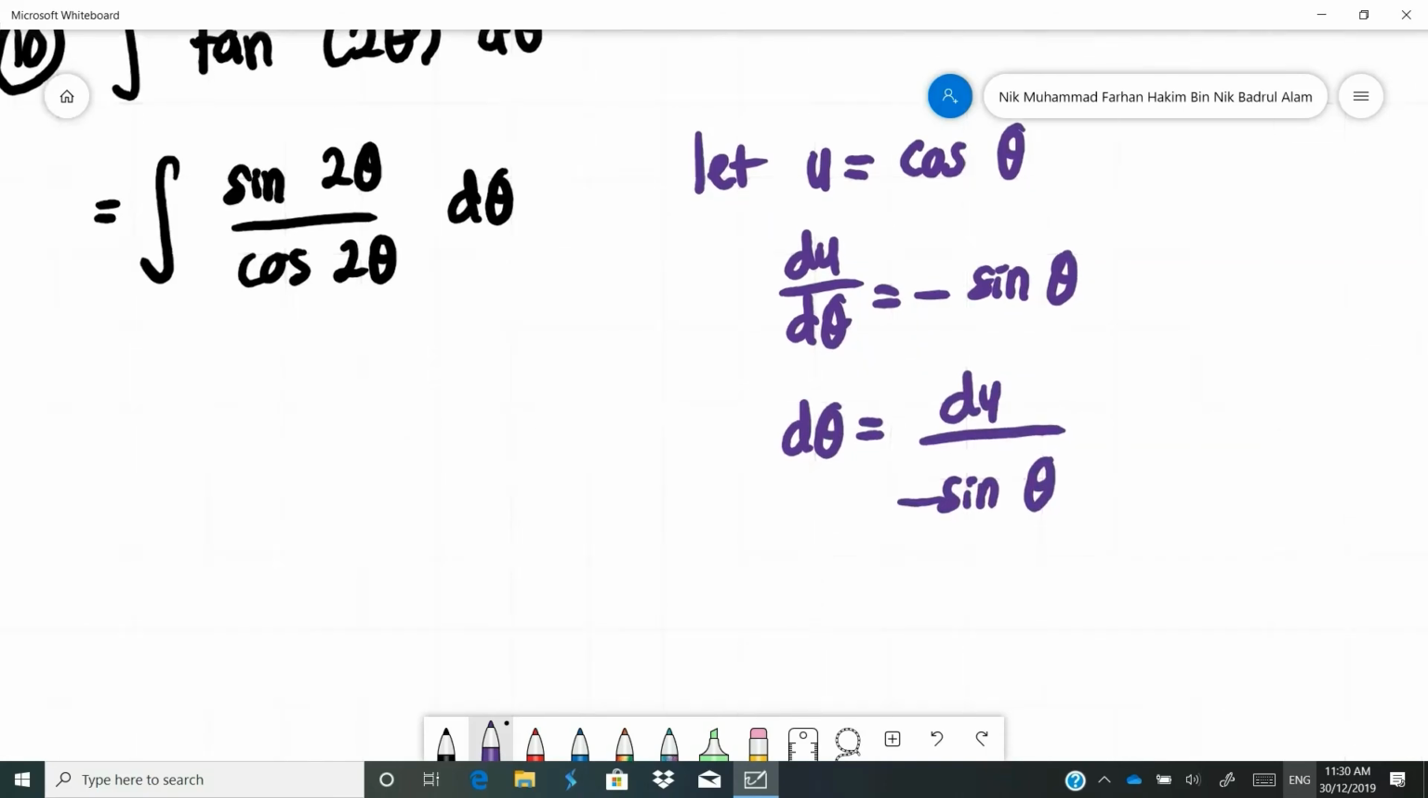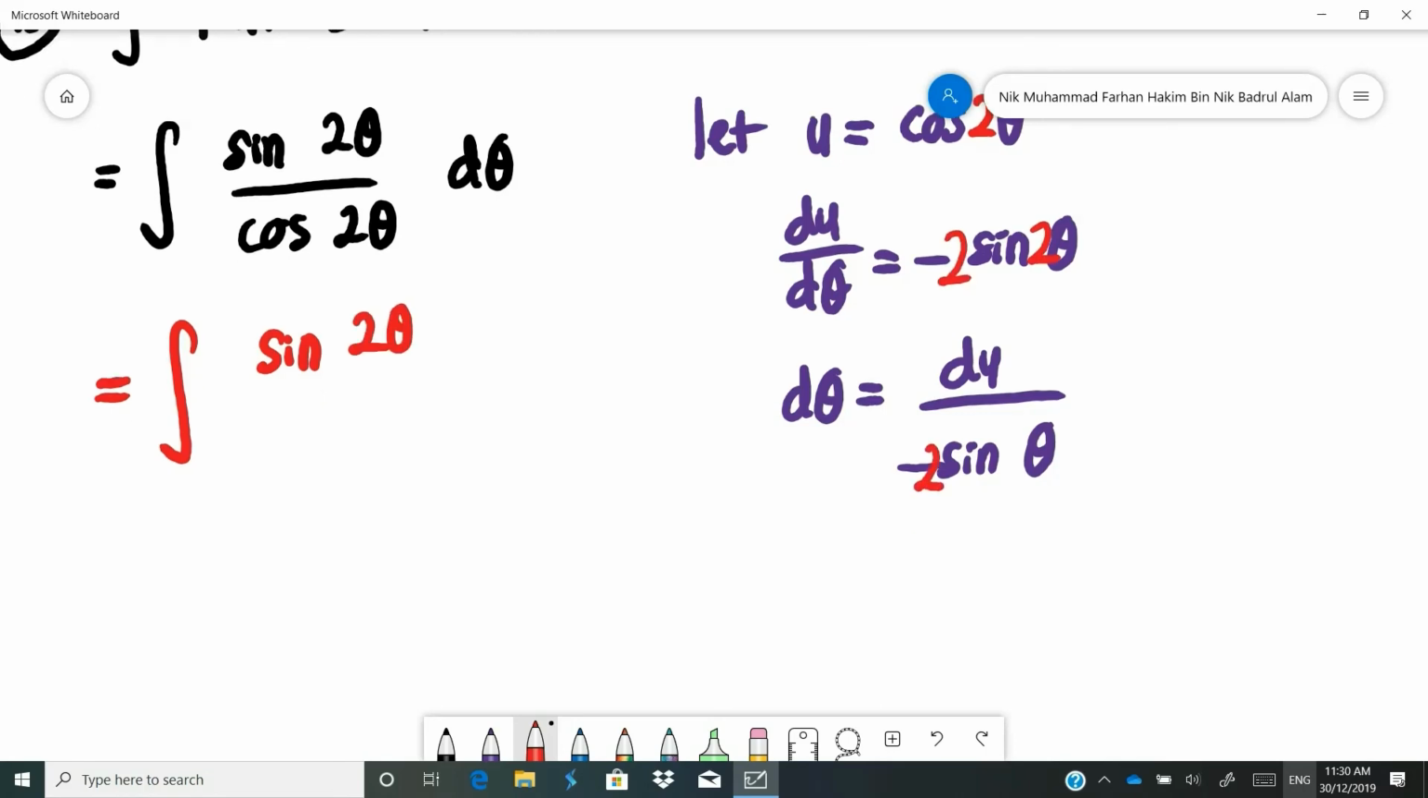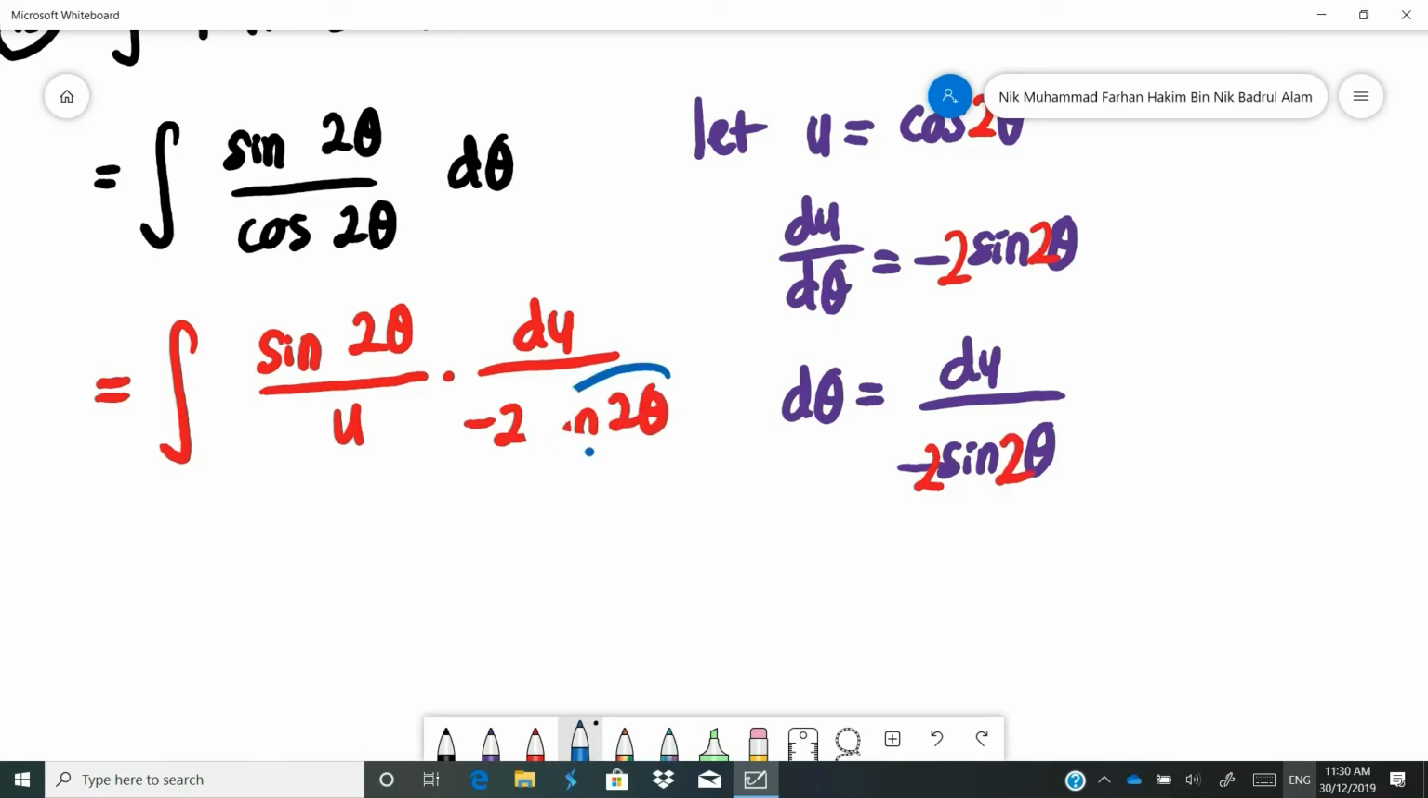Okay, so now you will have something like, sorry, can I use the red pen? Alright, so sine 2 theta is there. I'm sorry, you have 2 theta here, so it will become negative 2 here. Sine 2 theta over cos 2 theta, where cos 2 theta was let as u. D theta is du over negative 2 sine 2 theta. And we can see that this sine 2 theta and sine 2 theta can be cancelled out.